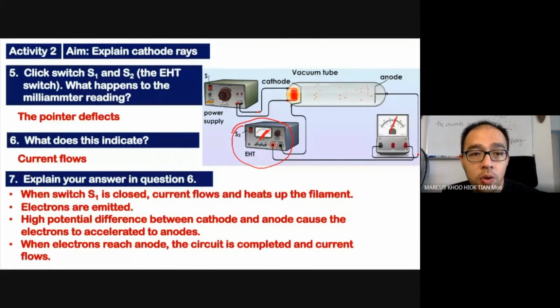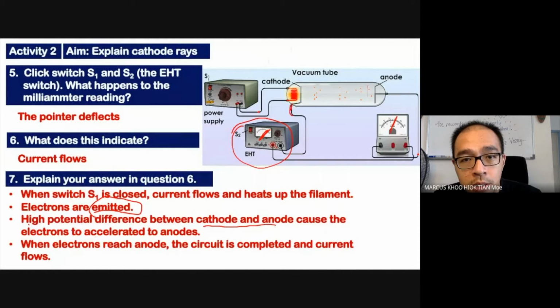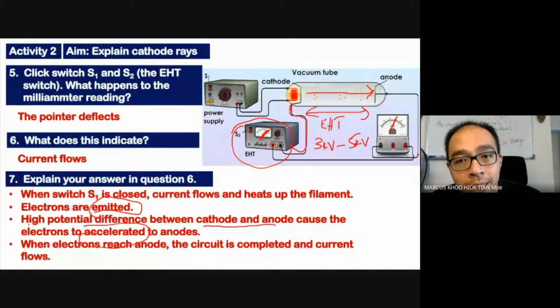When switch S1 is closed, current flows and heats up the filament, and electrons are emitted. They are just released. But when we turn on S2, there is a high potential difference between the cathode and the anode. All the way over here is this extra high tension, which I said just now is between 3 to 5 kilovolts. The high potential difference will accelerate the electrons, and when they hit the anode, the circuit is complete and current will flow. So current will flow and come back here, accelerate some more, and come back, and so on.